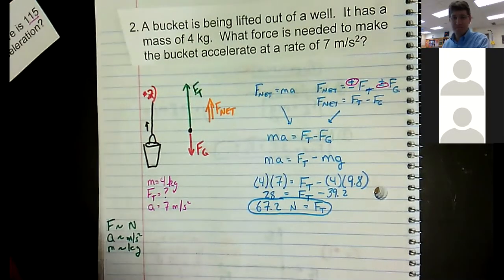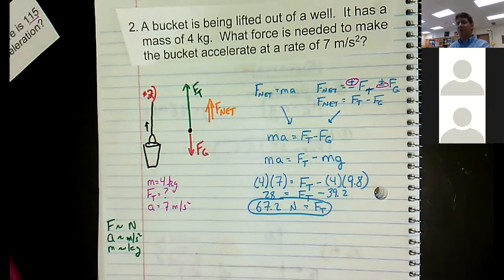This one's probably a dumb question, but F net, does that always just go with the biggest force on the chart? Yes, because the net force points in the direction that's winning. So yes. All right, thank you.